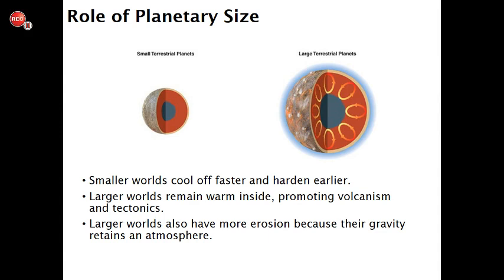So the planets are different effectively because of the amount of energy they have and the processes that are going on on the planets. Right? Effectively, small planets have less energy. They cool off faster, and effectively they get set. They harden up. So you don't get internal processes like volcanism or tectonics. Larger planets can do that. They stay warm inside. And larger planets tend to have more atmosphere, and so they have more weather. They have more erosion.